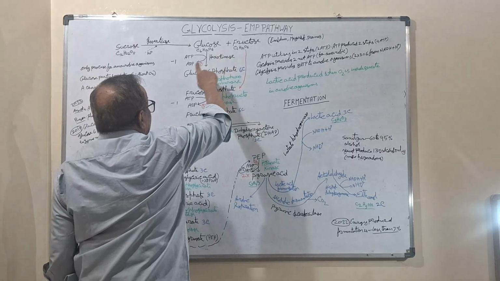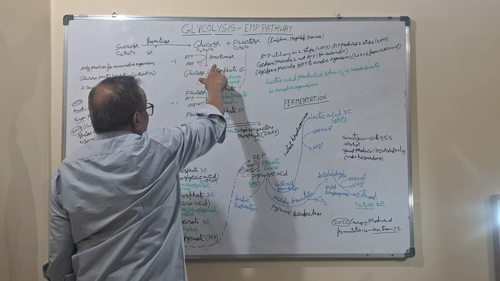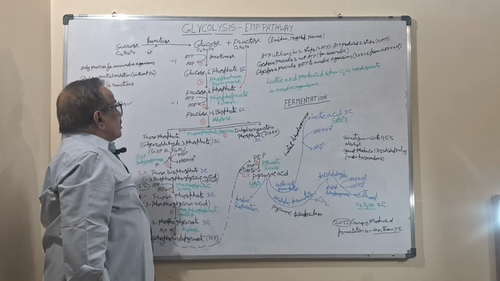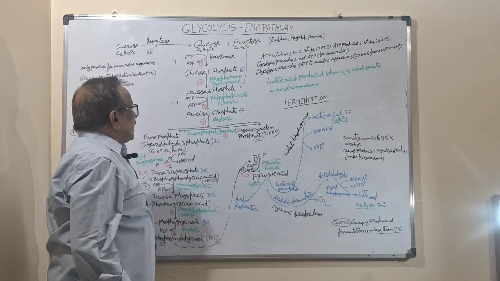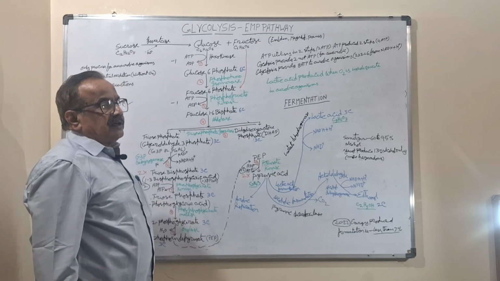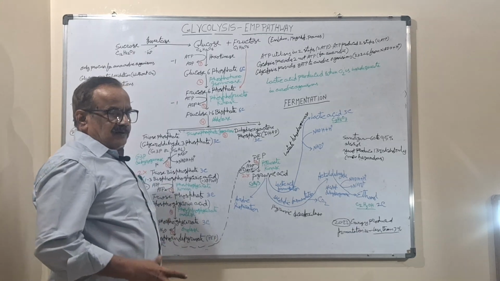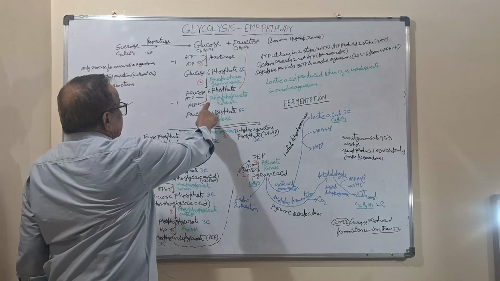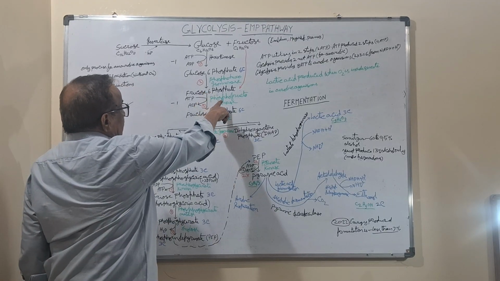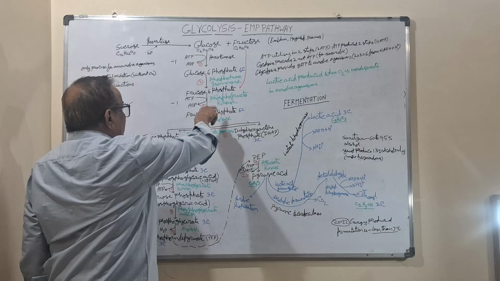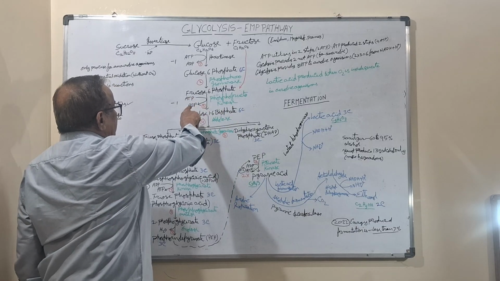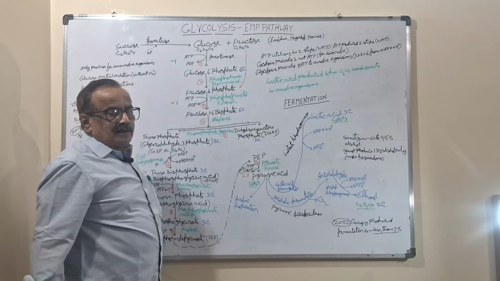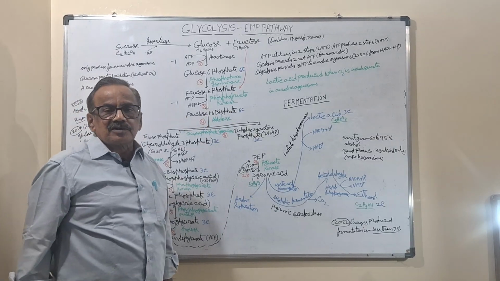So fructose will take the ATP in the presence of hexokinase, and directly it will form fructose 6-phosphate. Then fructose 6-phosphate will take one more ATP. Again it will be energized to bring instability to the molecule. That is the phosphofructokinase enzyme. What will it do? It will take one more ATP and it will be converted to fructose 1,6-bisphosphate.